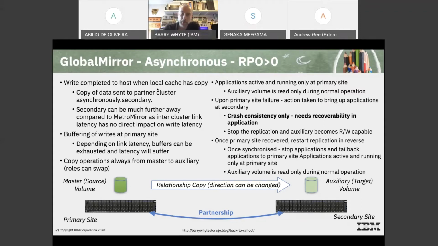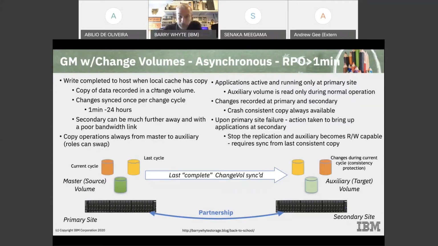So it will always be up to date and usable, but there might be some journaling and some replay of operations or transactions that needs to happen to bring that secondary site back up and running. So we also introduced a third type of DR, really for when either you don't have enough link bandwidth to saturate or to cope with that buffering that I mentioned about. And this is GlobalMirror with change volumes.